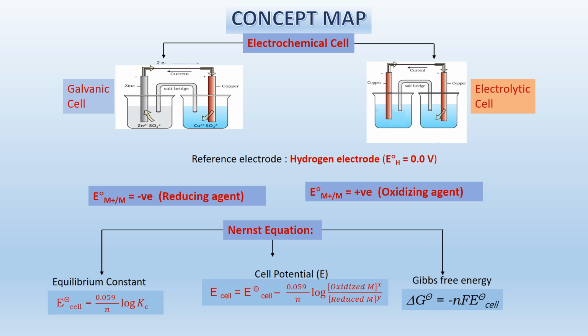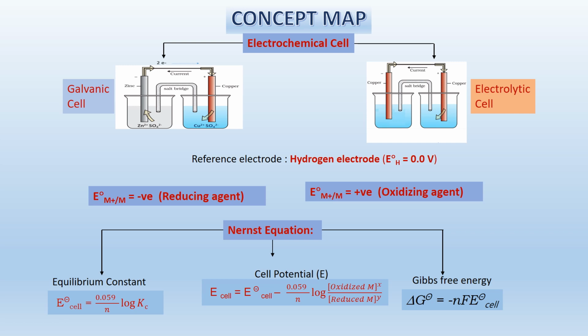And the final important thing is, you have to summarize it with the concept map. We have seen the electrochemical cell. What is an electrochemical cell? It is of two types, spontaneous and non-spontaneous. That is, the galvanic cell and the electrolytic cell. The galvanic cell is a spontaneous reaction, whereas in the electrolytic cell there will be a non-spontaneous reaction.